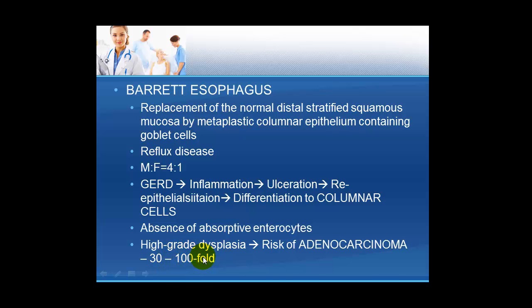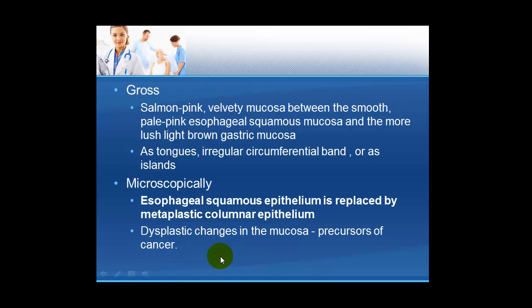Now, that means it is an important condition which we have to look for in the biopsy, so we have to search for any changes in the esophagus which may show evidence of metaplasia. Grossly, there is salmon pink velvety mucosa, which will be seen between the smooth pale pink esophageal squamous mucosa and the more lush light brown gastric mucosa. It may go all the way up as tongues, irregular circumferential bands, or as islands.